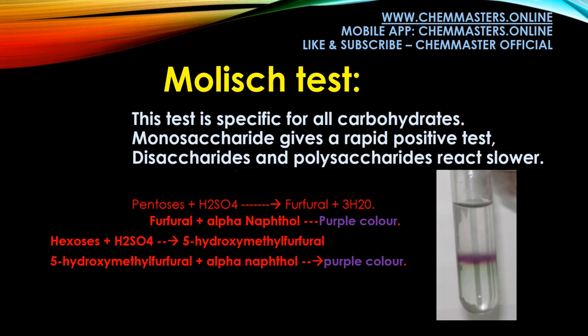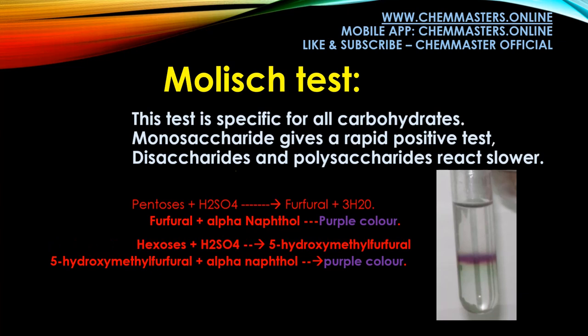Okay, right. Whenever hexose is dehydrated with H2SO4, it produces 5-hydroxymethyl furfural. Then 5-hydroxymethyl furfural reacts with alpha naphthol, and it produces a purple colored ring. So what is the difference between pentoses and hexoses here? Pentoses produce a simple furfural, whereas hexoses produce 5-hydroxymethyl furfural.